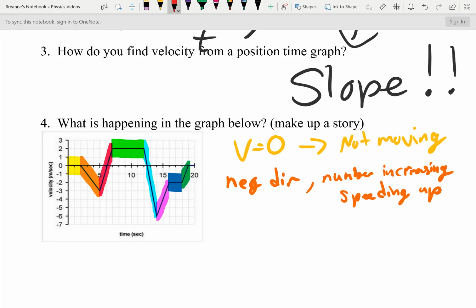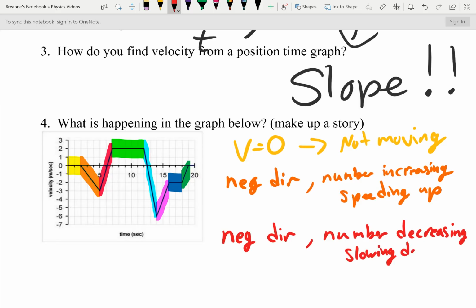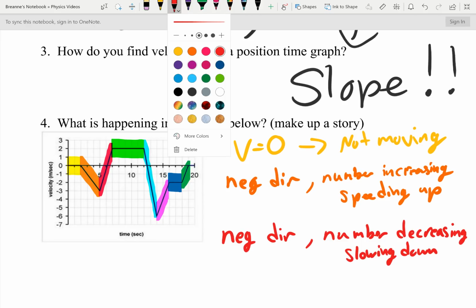So for your next little bit, you're still moving in the negative direction, but your numbers are getting smaller. So your numbers are decreasing. So you're slowing down until you reach the 0 spot.